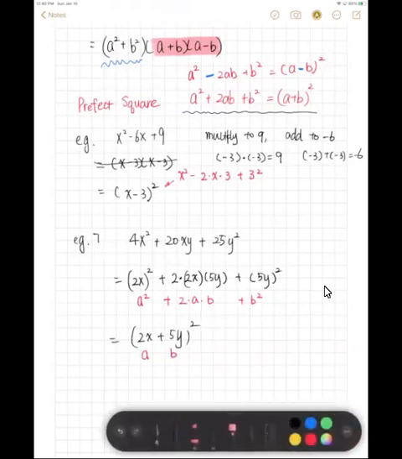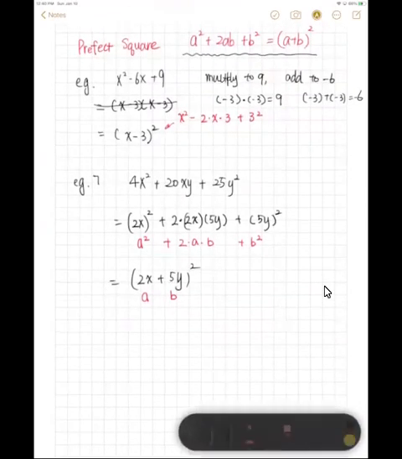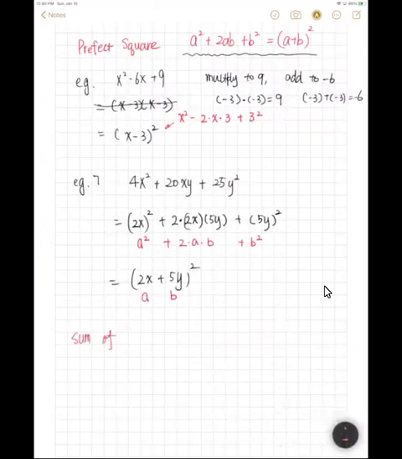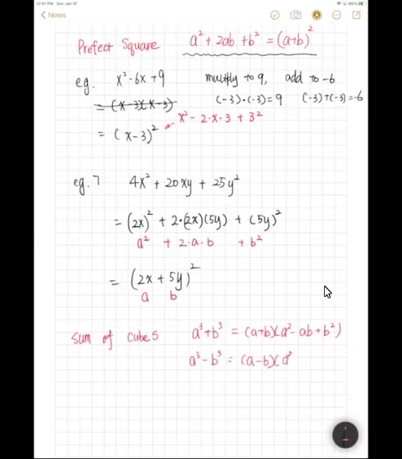Okay, so now we already learned the perfect square, and then I want to talk about the sum. Another formula would be the sum of cubes, which is a cubed plus b cubed equals (a plus b) times (a squared minus ab plus b squared). And then a cubed minus b cubed equals (a minus b) times (a squared plus ab plus b squared).